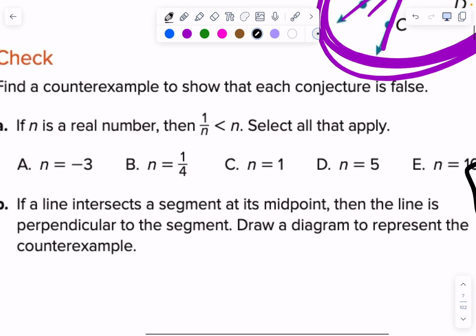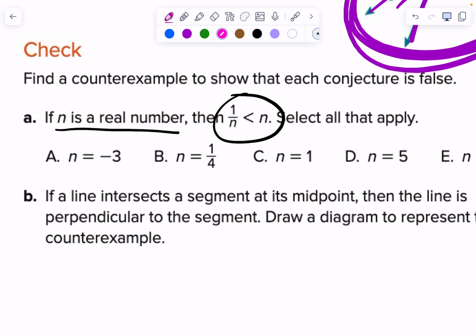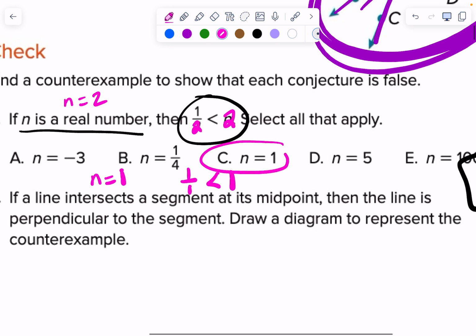Find a counterexample to show that each conjecture is false. If n is a real number, then 1 over n is less than n. Here's what you're thinking. Let's say n is 2. Then 1 over 2 is less than 2. That's true. But is it always true? Okay, let's say n is 1. If n is 1, then 1 over 1 is less than 1. Is that true? No. So a counterexample is n is 1, right?